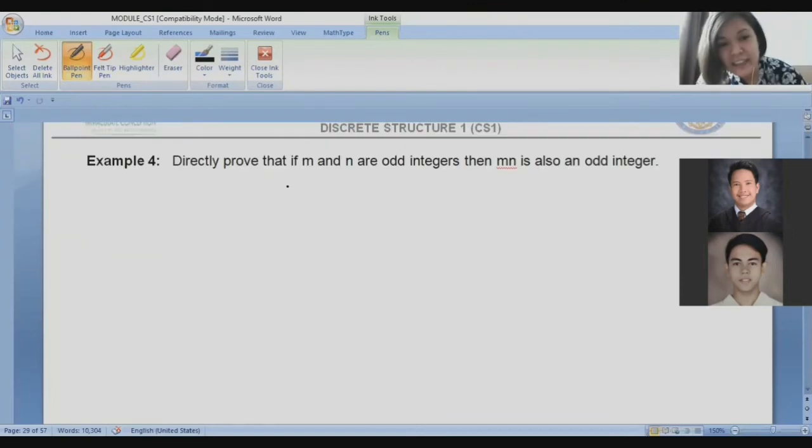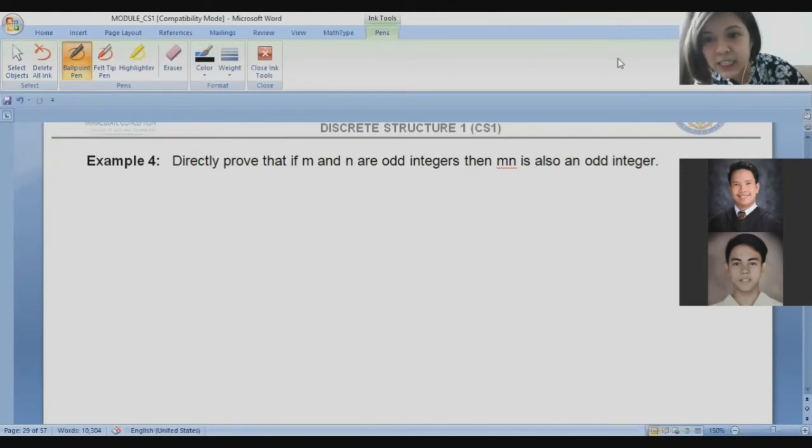Number 4. Directly prove that if M and N are odd integers, then MN is also an odd integer. Okay, so meron tayong konsepto dito na pag daw may dalawa kang odd na M at saka N, pag daw minultiply sila, ang sagot odd din.